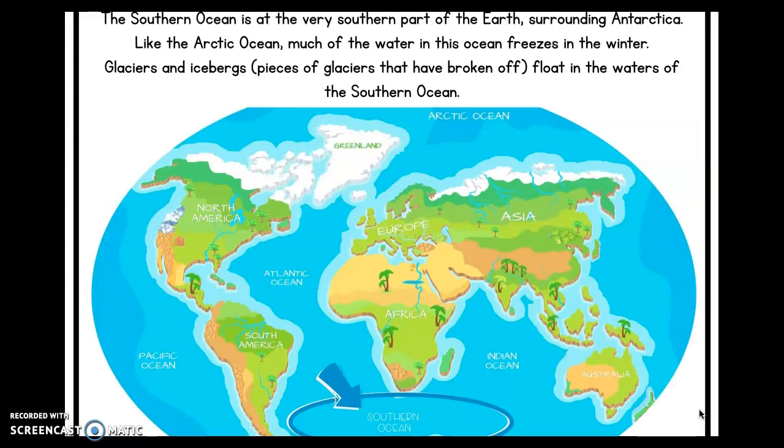All right, the Southern Ocean is at the very southern part of the Earth down here, and it surrounds Antarctica. Like the Arctic Ocean, much of the water in this ocean freezes in the winter. Glaciers, and icebergs, which are pieces of glaciers that have broken off, float in the waters of the Southern Ocean. Way down here, it's pretty far away from the equator, which means that the water is very cold there.